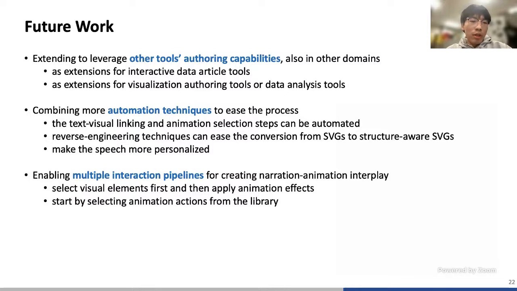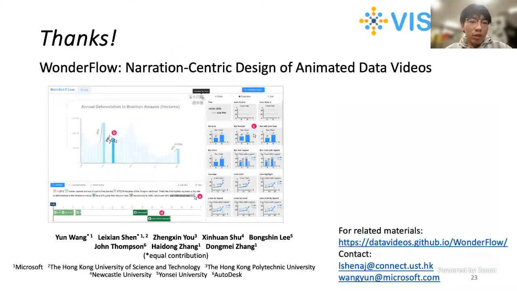For example, in our existing pipeline, we start by selecting the narration text. And in the future, we can start by selecting the visual elements or by selecting the animation preset. Yeah, that's all. Thanks for listening. Any questions are welcome.